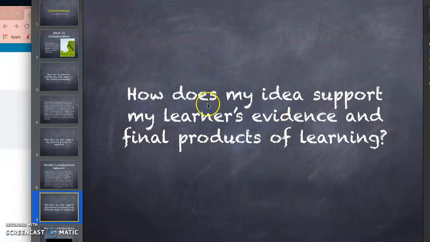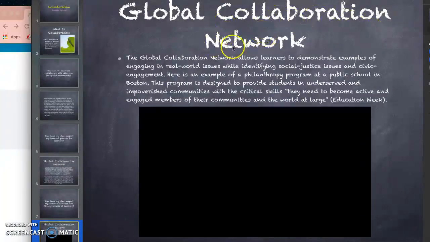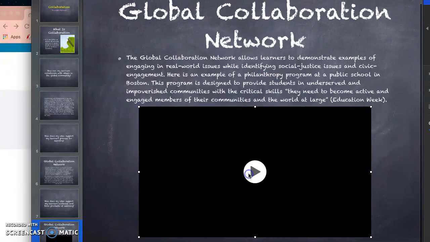How does my idea support my learners' evidence and final products of learning? Global Collaboration Network allows learners to demonstrate examples of engaging in real-world issues while identifying social justice issues and civic engagement. Here is an example of a philanthropy program at a public school in Boston. This program is designed to help students understand impoverished communities with critical thinking skills. They need to become more active and engaged members of their communities and the world at large.